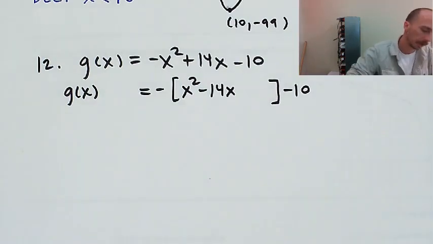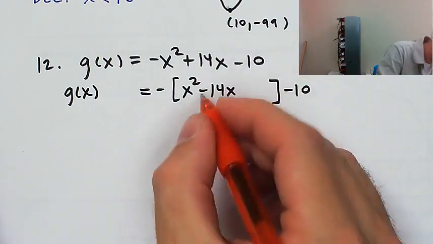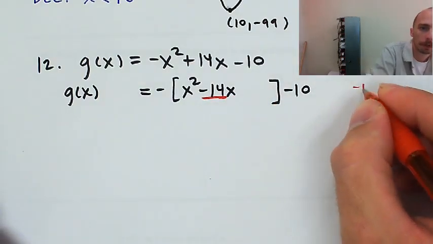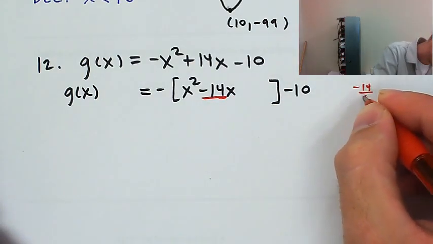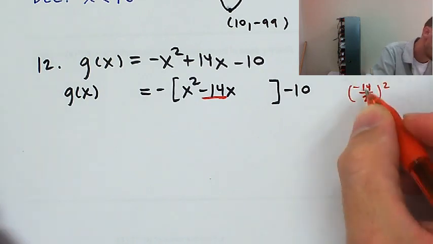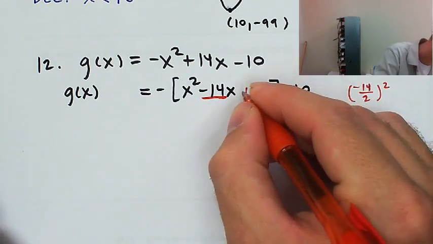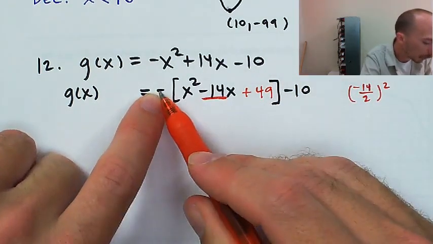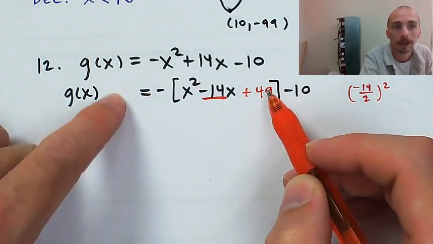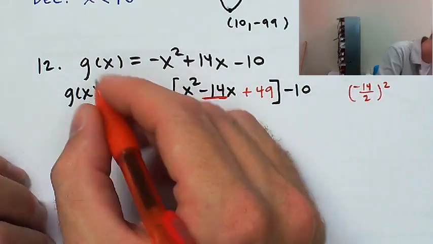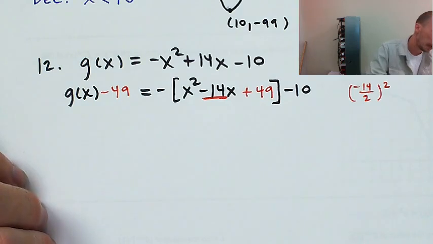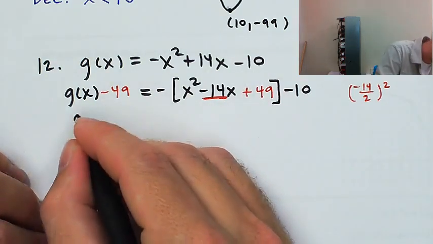What number do I need to add in here to complete the square? That's going to be negative 14 divided by 2, squared. So I'll put that over here. Negative 14 divided by 2 squared. That's negative 7 squared, which is positive 49. But you've got to be careful here. What I really added was a negative 49, so I need to subtract 49 here as well. And then I'm ready to factor.